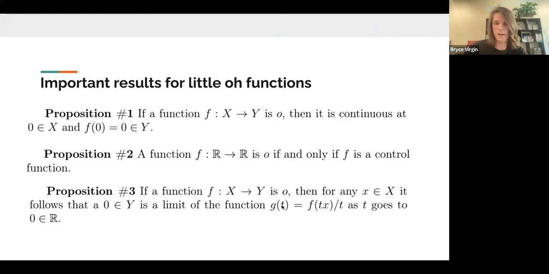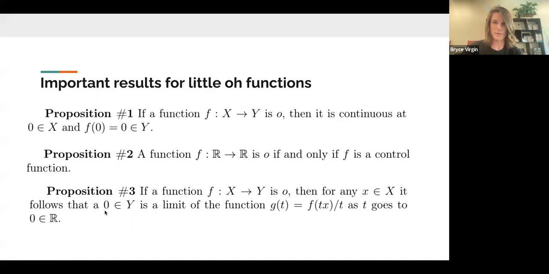And here, what this is essentially saying is that a Gateau derivative, because we don't have uniqueness of derivatives here, no Hausdorffness is assumed for our vector spaces, so things aren't necessarily unique. But a Gateau derivative of a little o function at the origin is 0 for every single direction.